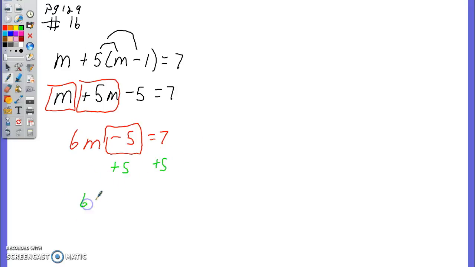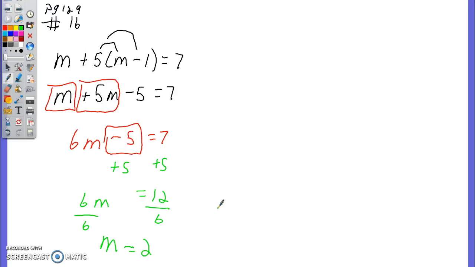So we have 6m equals 7 plus 5, 12. And then the last part we do would be to get the positive 1m by itself. To make 6 a 1, we have to divide by 6 on both sides, and we get m equals 2. So that's how we get to that answer. Hopefully this one helps. Use this as a guide when there's distributive property within the beginning of the problem.